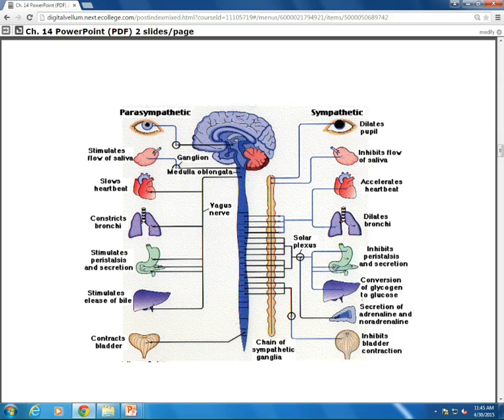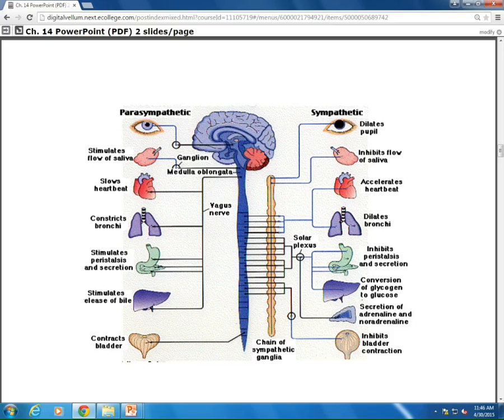We're going to inhibit movement of the colon, which is peristalsis. We convert glycogen to glucose. What is glycogen? It's the storage form of glucose, right? So we're mobilizing glucose. We're increasing blood glucose levels, right, to give all energy possible. And we're going to stimulate or secrete adrenaline and noradrenaline coming out of the adrenal gland.